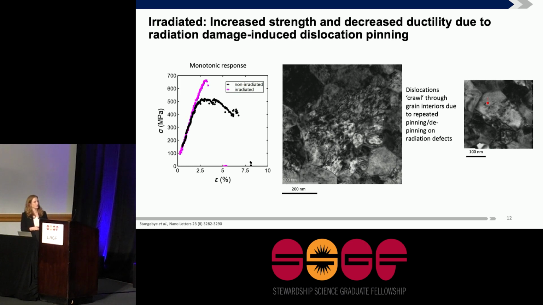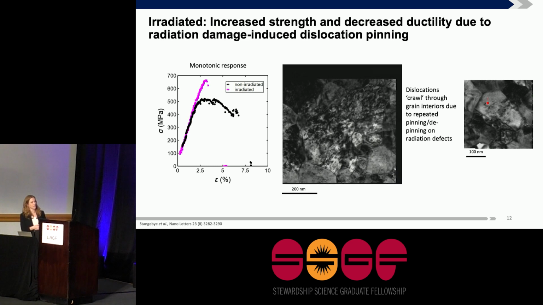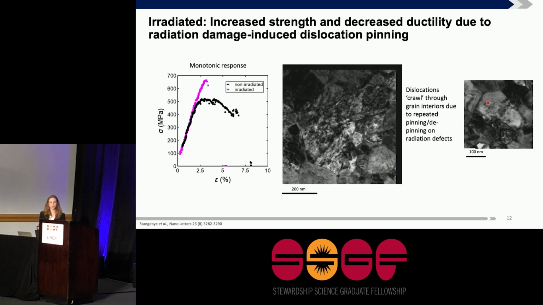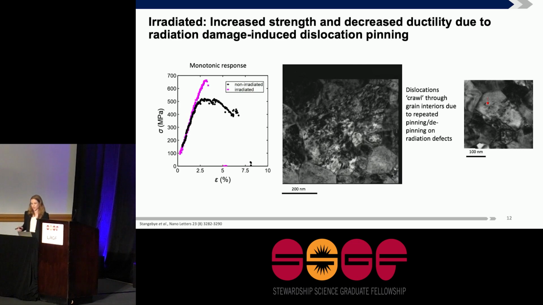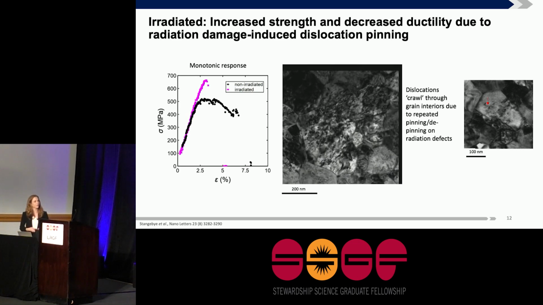So here is a video. Before I start, this is just a big grain where it looks very messy, and that's because it is. There's a lot of defects in it. And if I start the video, you can see changes in contrast within that grain. That's indicative of dislocations being pinned on a defect and then becoming unpinned, and it moves a little bit until it reaches another defect, and so on. So the dislocations are essentially just crawling through the grains, which leads to the observed increase in strength and decrease in ductility.